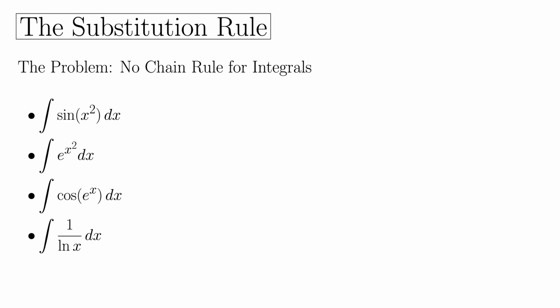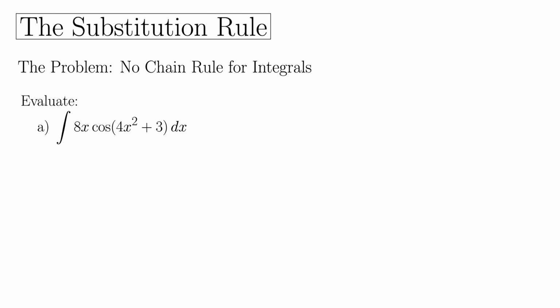And we do that using series, which you'll learn in Calc 2. So that's a long way of saying that in many ways integrating is much harder than taking the derivative. But all hope is not lost. Consider this example. Evaluate the integral of 8x times cosine of the quantity 4x squared plus 3 dx. Now this is something we can evaluate using something called the substitution rule, also known as u-Substitution.